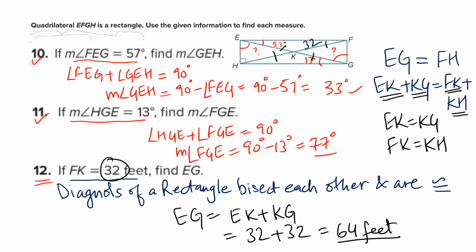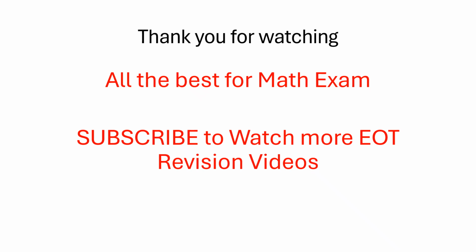So the property, the theorem that I use is that the diagonals of a rectangle bisect each other. So these steps are very important, and if you get FRQ, you need to write the property or the theorem that you use. Important.